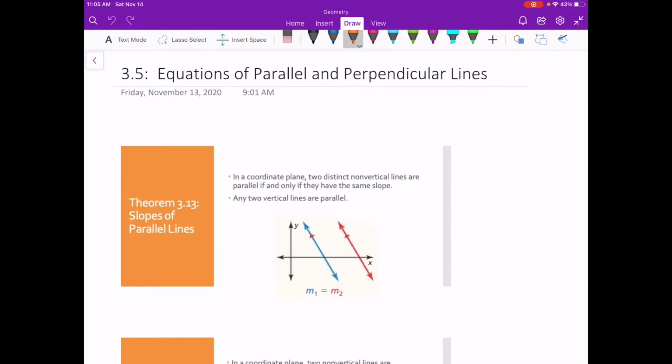Any two vertical lines are parallel. So any vertical lines are parallel to other vertical lines.